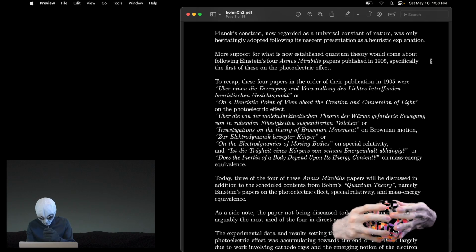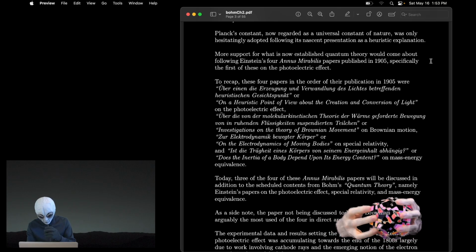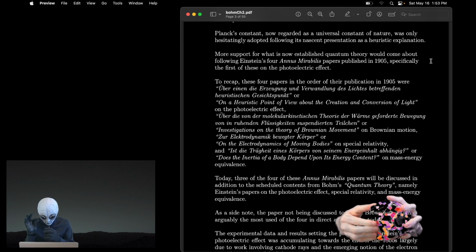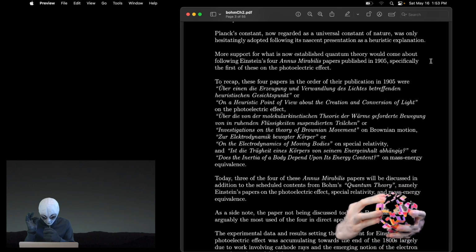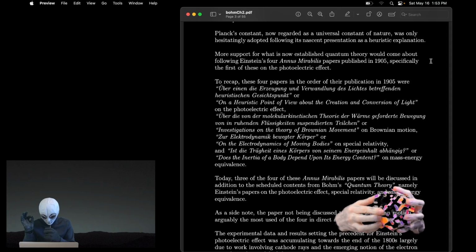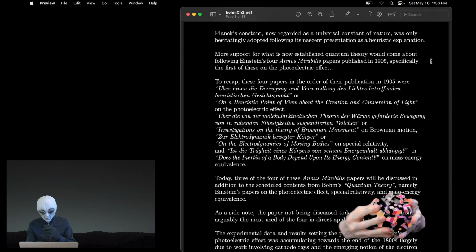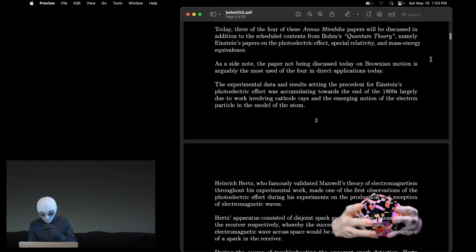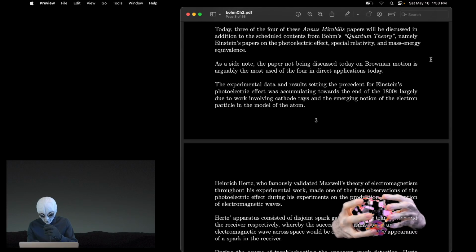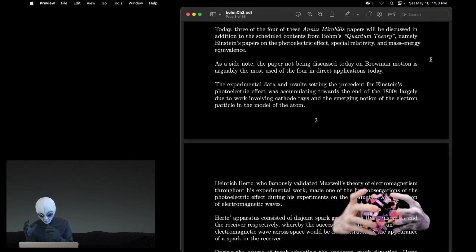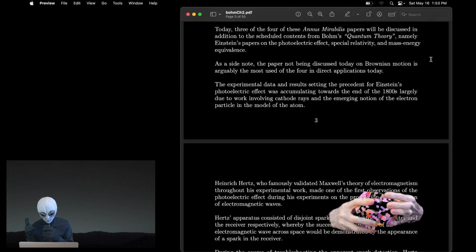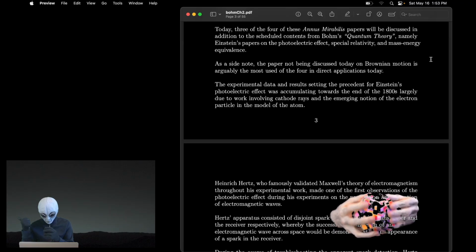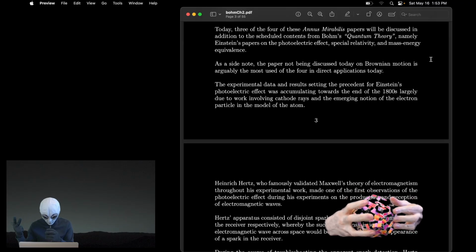Zur Elektrodynamik bewegter Körper, or on the electrodynamics of moving bodies, on special relativity, and Ist die Trägheit eines Körpers von seinem Energieinhalt abhängig? Or does the inertia of a body depend upon its energy content, on mass-energy equivalence. Today, 3 of the 4 of these annus mirabilis papers will be discussed in addition to the scheduled contents from Bohm's quantum theory, namely Einstein's papers on the photoelectric effect, special relativity, and mass-energy equivalence.